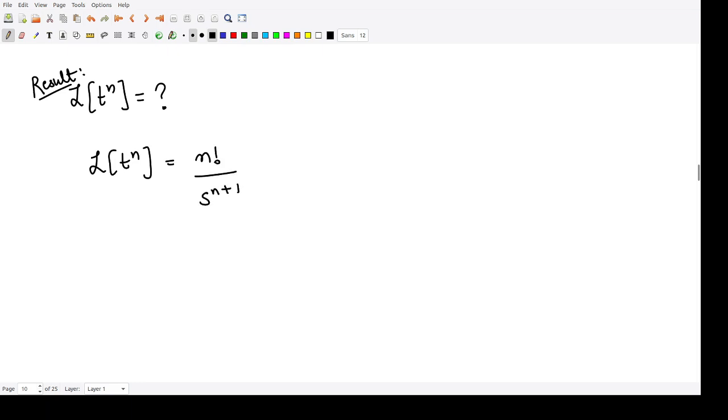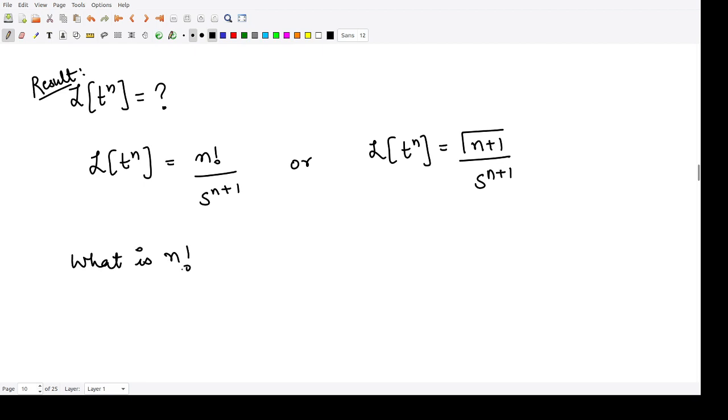power n plus 1, or you can write the Laplace transform of t to the power n as gamma of n plus 1 divided by s raised to power n plus 1. So now what is this? What is this n factorial and what is this gamma of n plus 1? What are these quantities? So let us first discuss this factorial term.